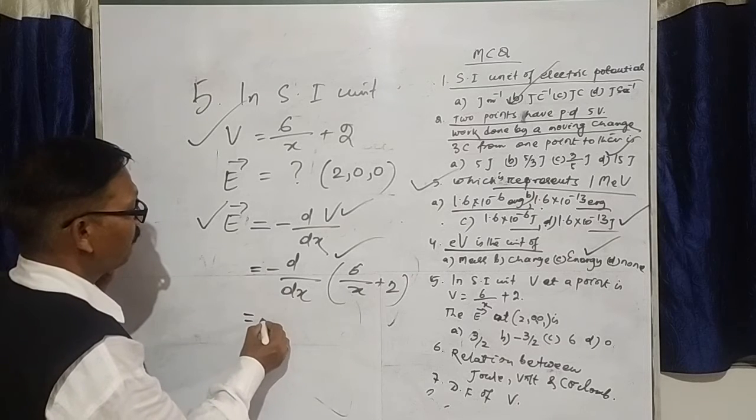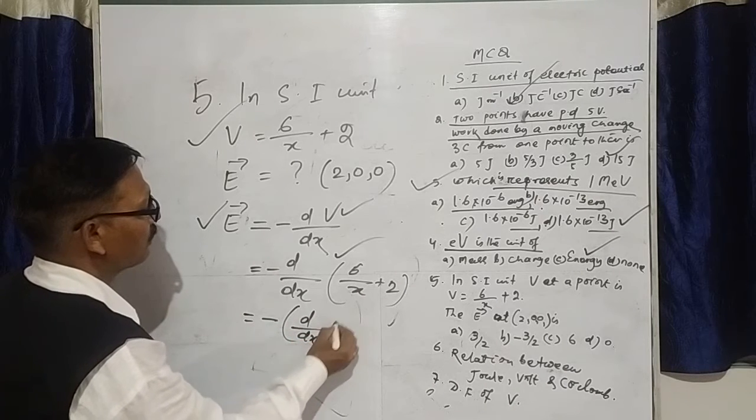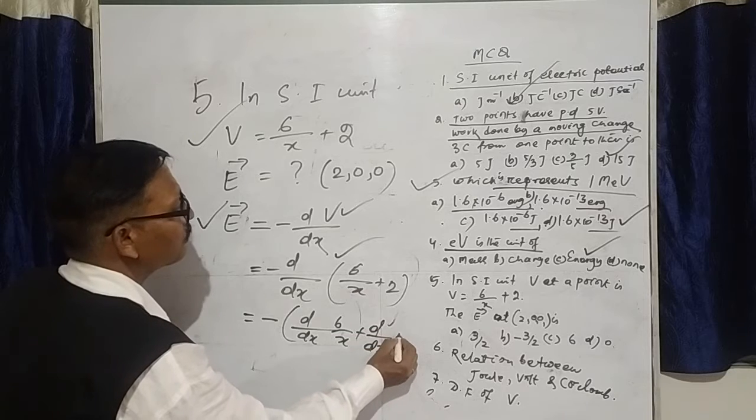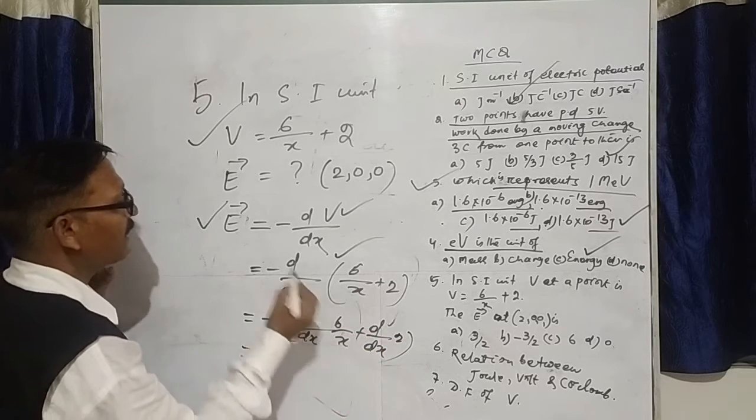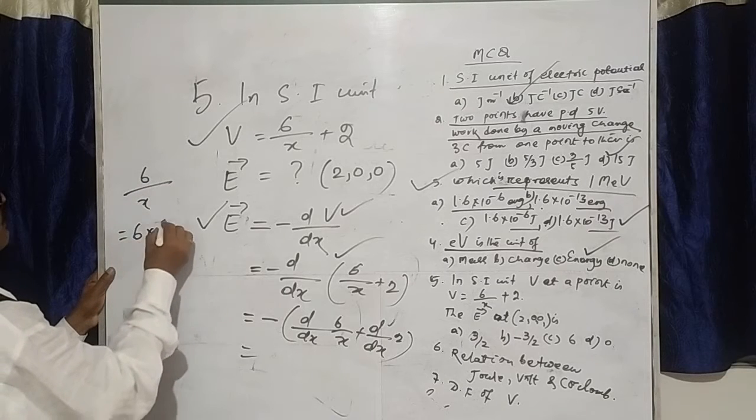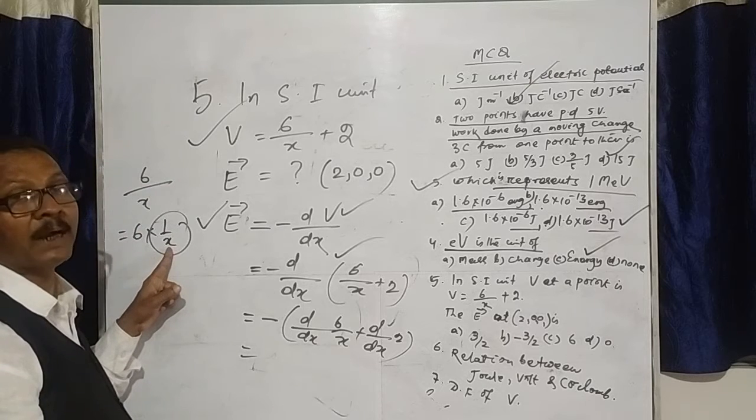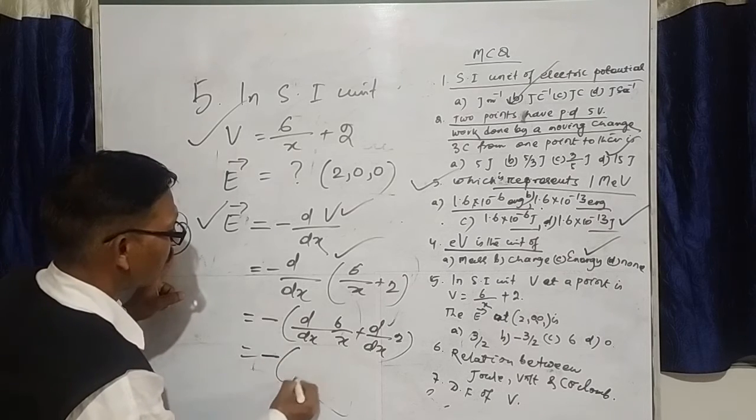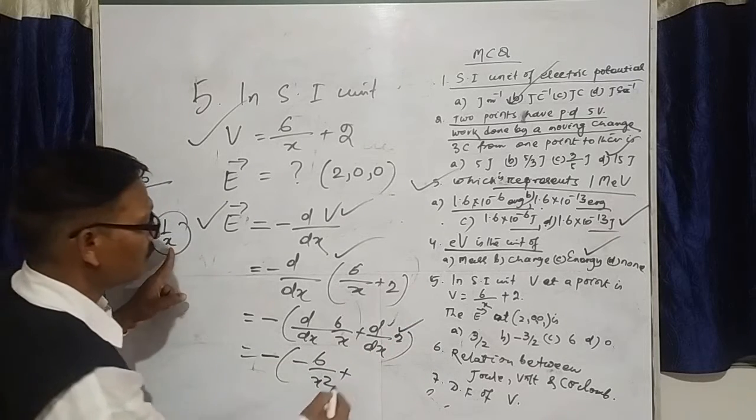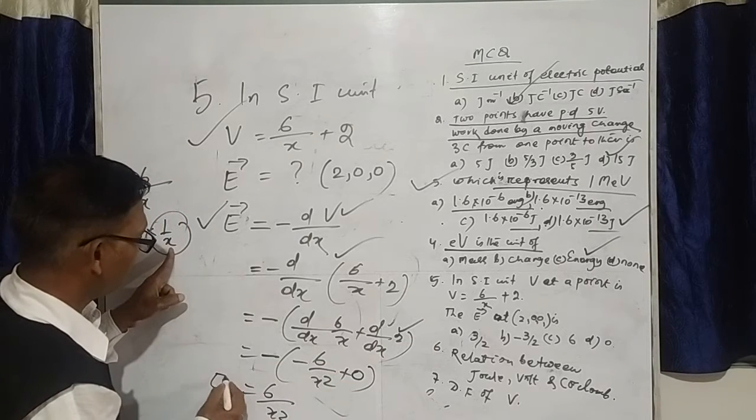You take minus, then d by dx of 6 by x plus d by dx of 2. 6 by x is 6 into 1 by x. The derivative of 1 by x is minus 1 by x square, so that is minus 6 by x square. Plus the derivative of the constant, which is 0. So with the minus sign, this is 6 by x square. This is your E.